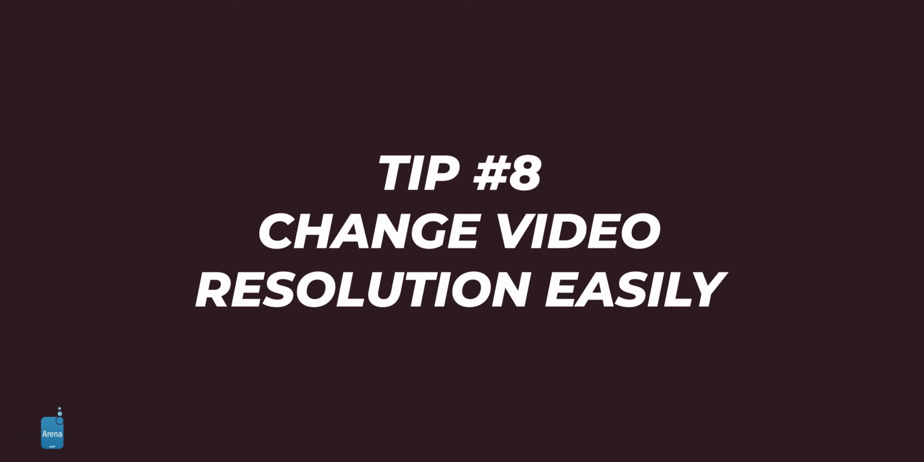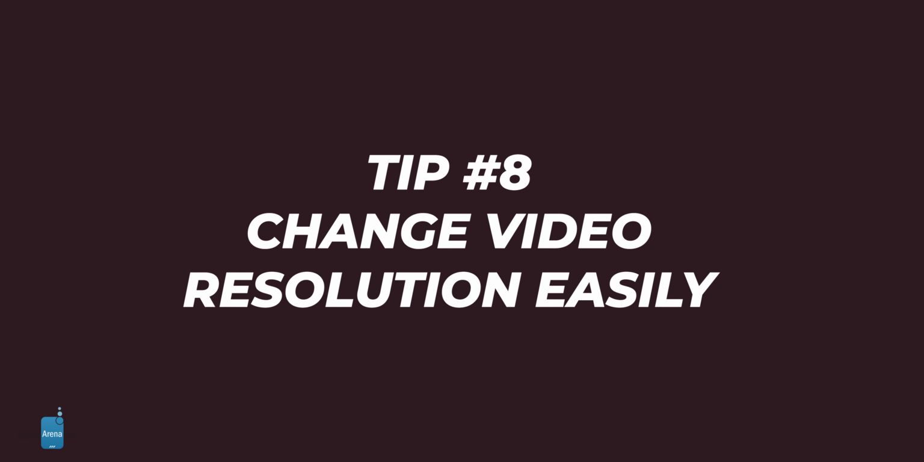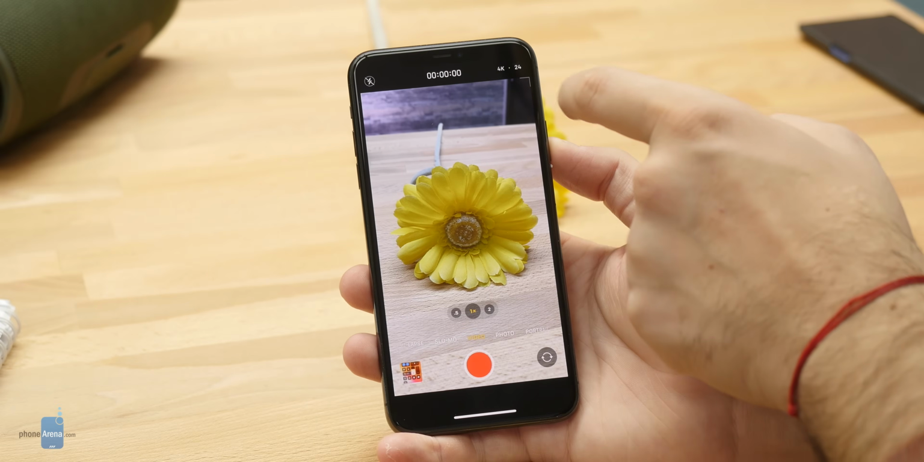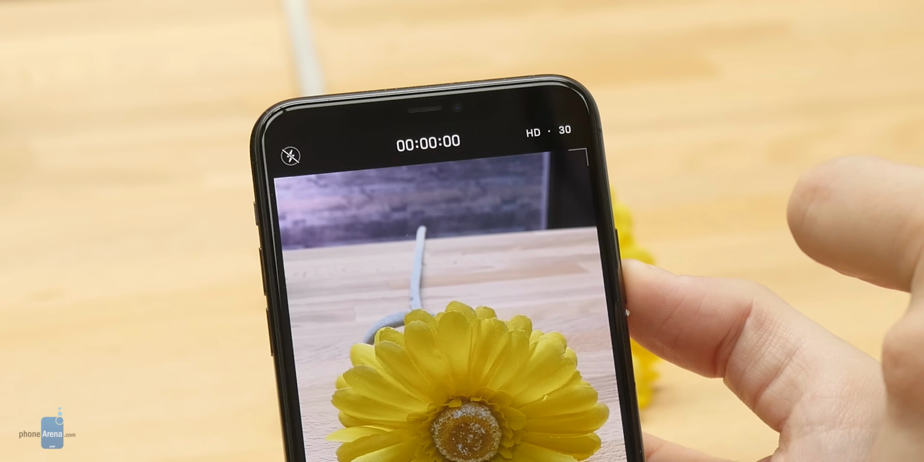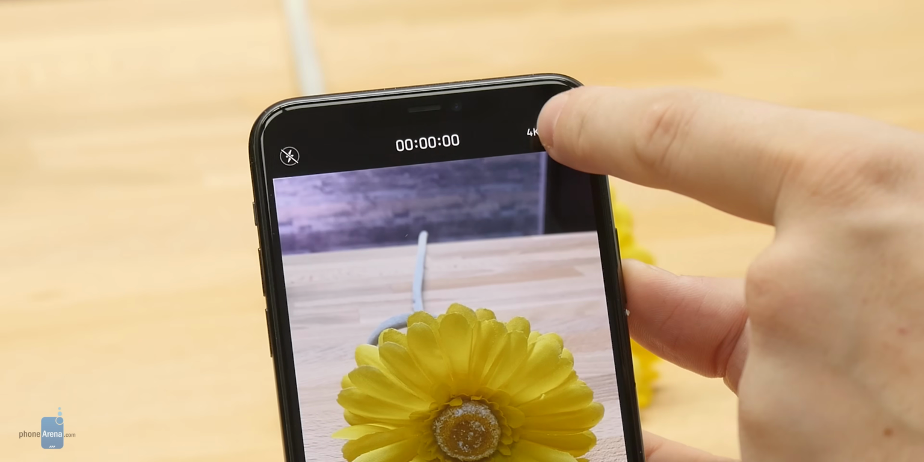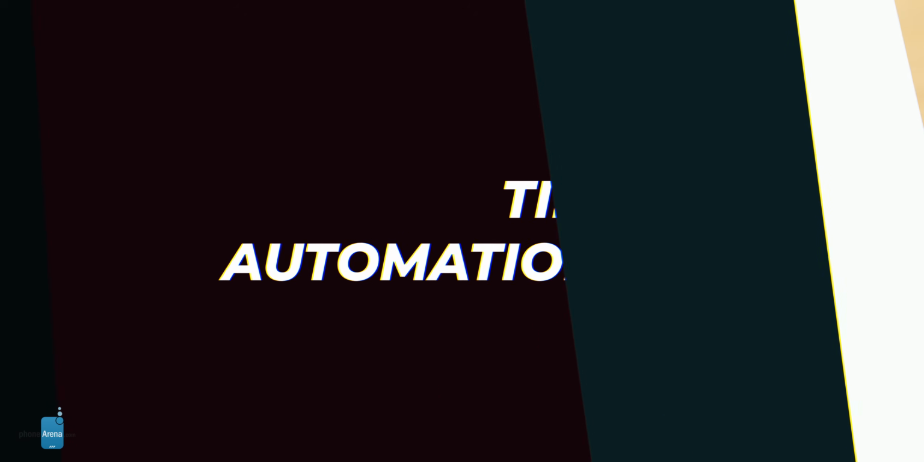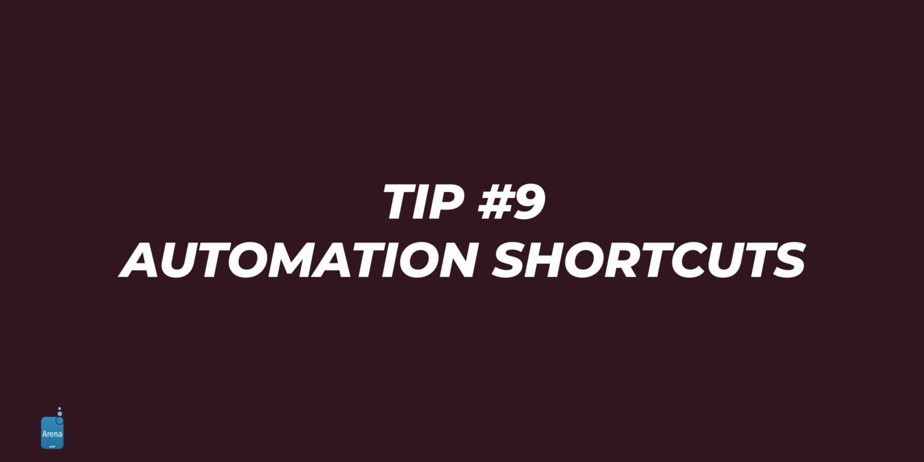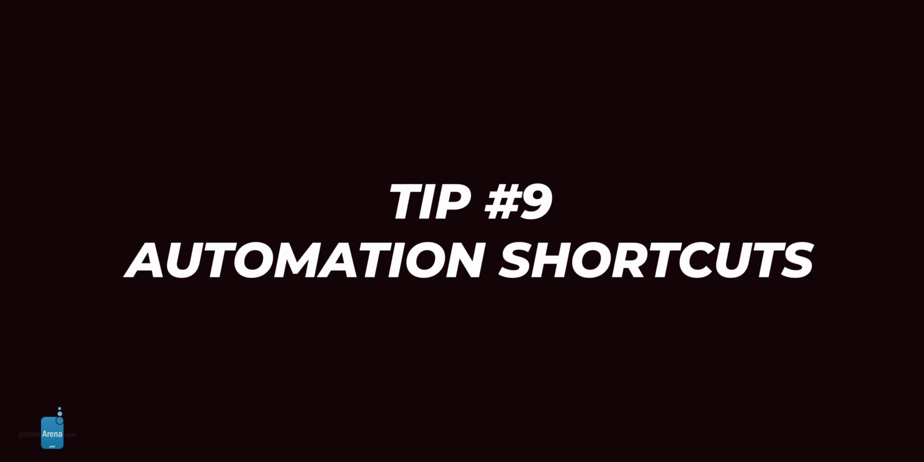Another cool video tip is that you can now change the video resolution right in the camera app. When in video recording mode, you now have 2 buttons that you can tap to independently change the resolution and also the frame rate.